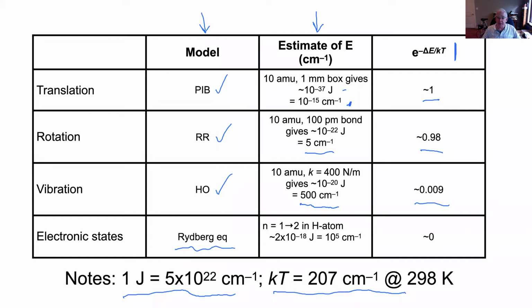My electronic states, now my delta E is enormously bigger than kT, right? So now I've got e to the minus 100,000 over 200 or something like that. So I've got e to the minus 1,000th power, give or take, and that's going to be basically 0. That says I have really no noticeable number of molecules that are excited electronically at room temperature, which is what you'd expect if you think about what you know about electronic states and electronic spectra.